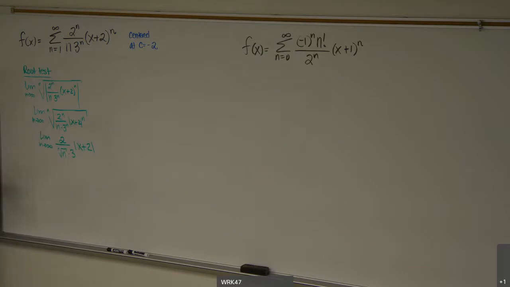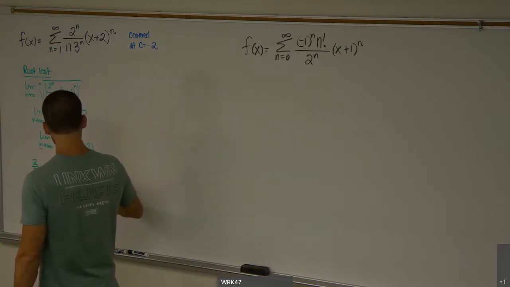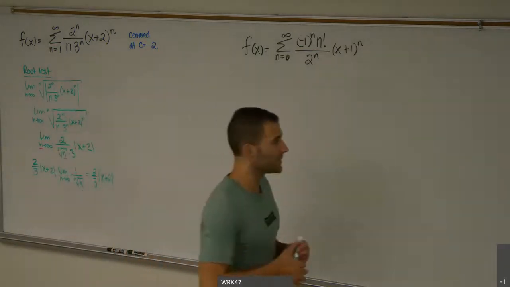And again, just remember, the limit has to do with n, not with x. So everything that does not have an n in it can be moved out, and even that 2/3. So 2/3 times the absolute value of x plus 2 can be moved. We do need to take the limit, though, of what remains, which is 1 over the nth root of n. But like we learned in a previous video, the nth root of n goes to 1 as n goes to infinity, leaving me with 2/3 times the absolute value of x plus 2. And so that's the limit I get in terms of x.